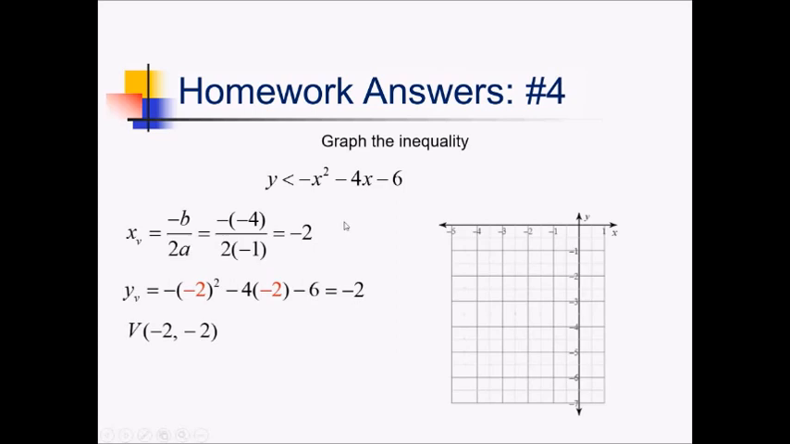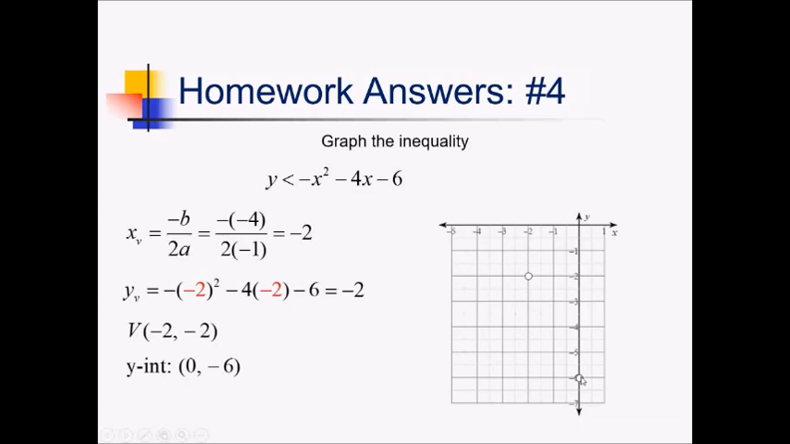Now, since my inequality has no equals, we're going to be using open dots and a dashed line. So we've got negative 2 right here, open dot there for the vertex. And now let me graph out the y-intercept and use some symmetry to get another point. This negative 6 is going to be our y-intercept, that constant out there. So 0 comma negative 6 is the actual point. So down here on the y-axis at negative 6, another open dot.